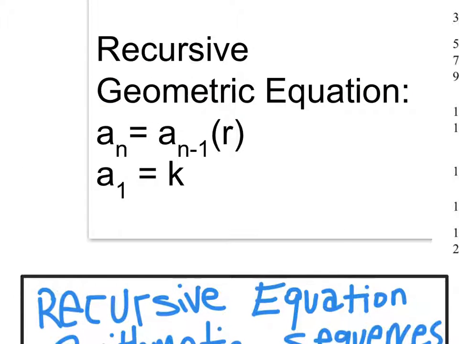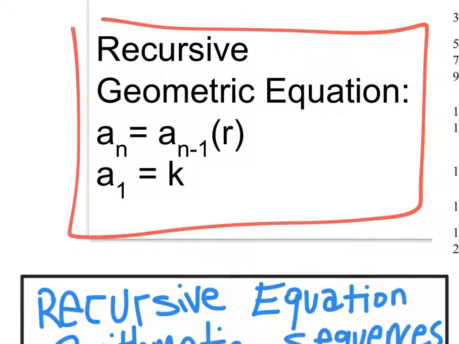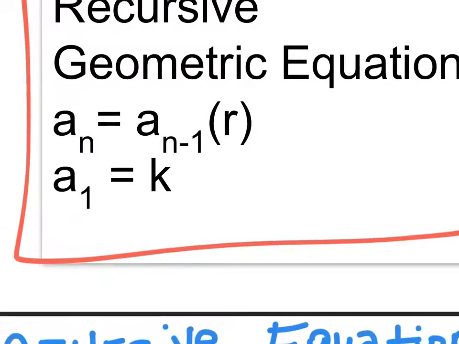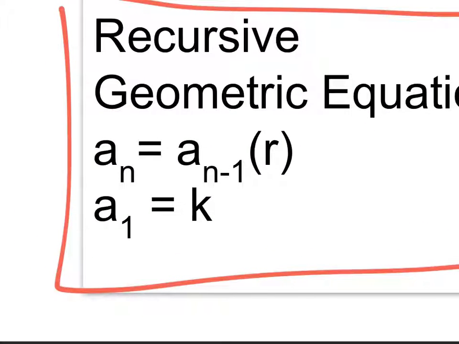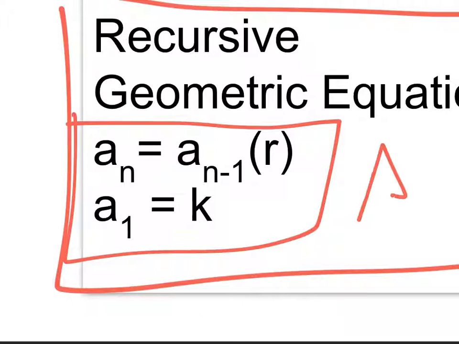So right now what you're going to do is you're going to write this in your notes. This is super important. It is a sub n equals a sub n minus 1 times r. r is the ratio. And we're going to need to know the first term, which we're going to be referring to as k. So please jot this down and give it a little star because we're going to be returning to it in the coming days and on upcoming assessments.